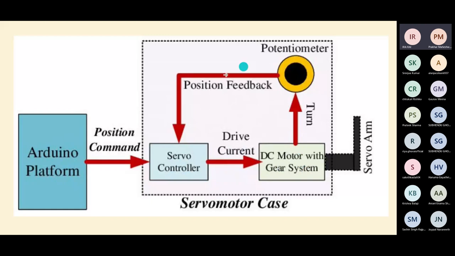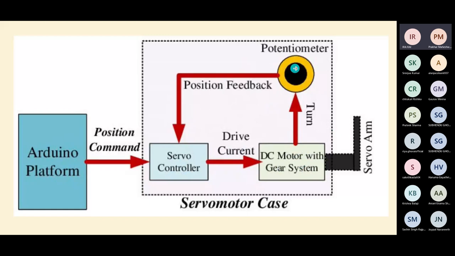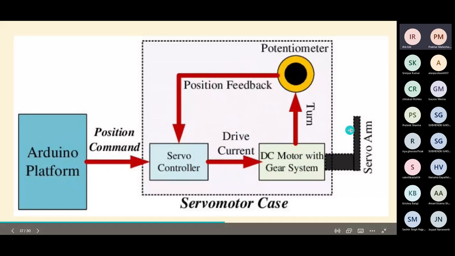So this is a closed mechanism, this whole mechanism. This data again comes back to the control circuit, and then the control circuit keeps the motor in that state, at the state of 30 degree rotation. It stops the motor at that state. The data comes back to the control circuit. That's why it is called position feedback. So this is the servo motor case, and these are its basic working principles.